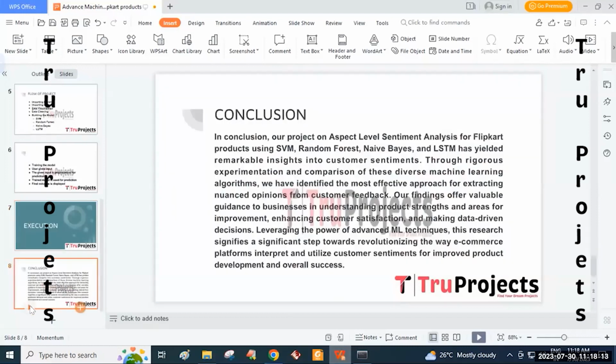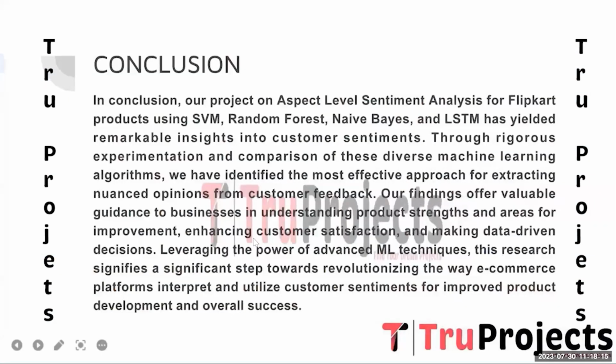And in conclusion, our project on aspect level sentiment analysis for the Flipkart product using SVM, random forest, Naive Bayes, and LSTM has yielded remarkable insight into the customer sentiment. Through rigorous experimentation and comparison of these diverse machine learning algorithms, we have identified the most effective approach for extracting nuanced opinions from the customer feedback.